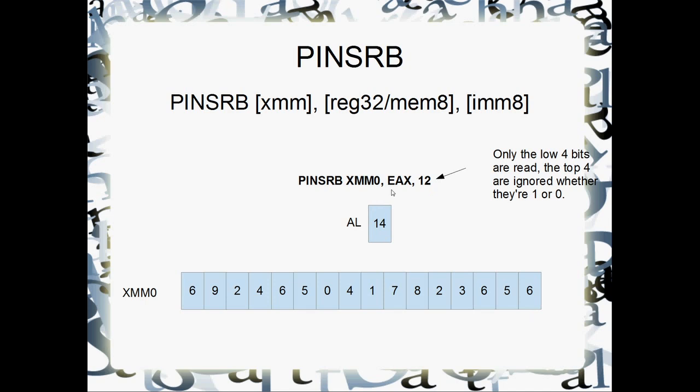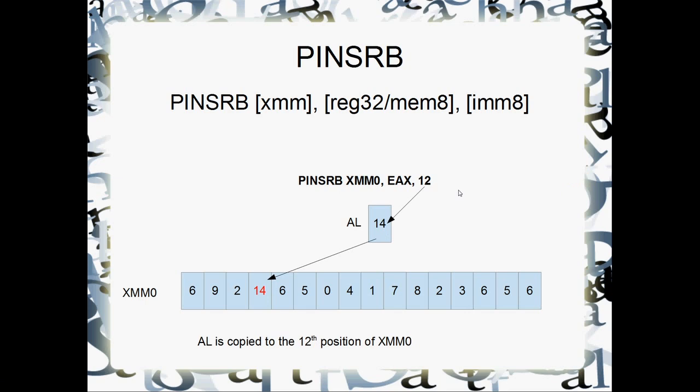So here I'm using EAX, but actually only AL is going to be read. So PINSRB, packed insert byte, with those two operands is going to put the 14 at byte index number 12, just like that.